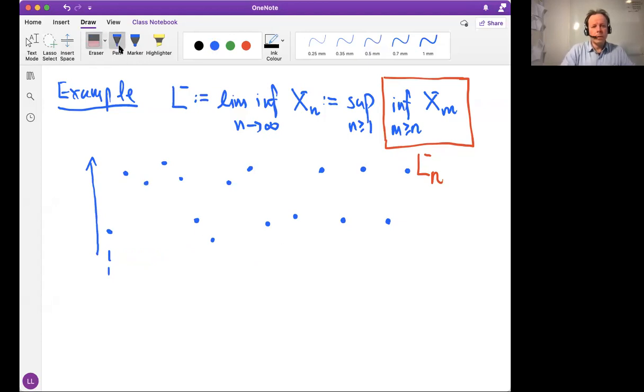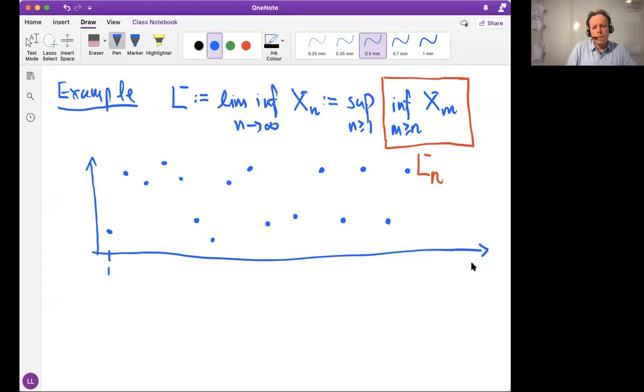Let's update the picture a bit. That's where our index is going. Let's clean up a bit here. Okay, so let's look at a sequence of this sort. So that's the first element, the second one, third, and so on. And we look at what is the liminf of this sequence, and also what is this L minus n in this.